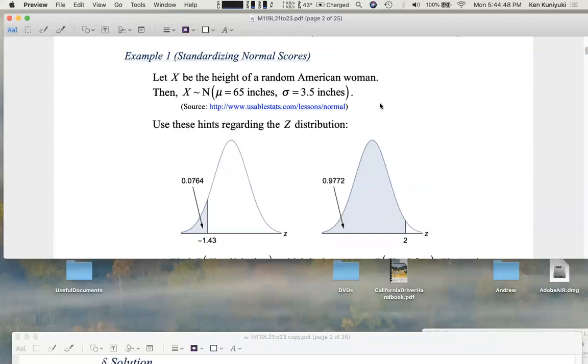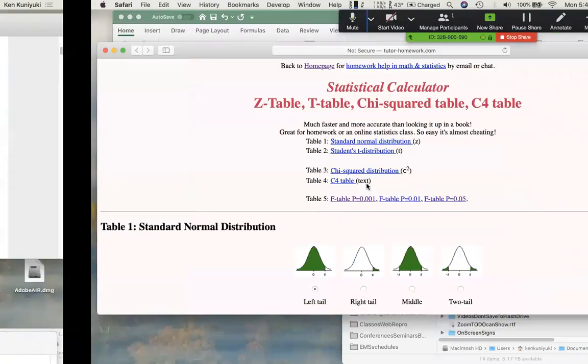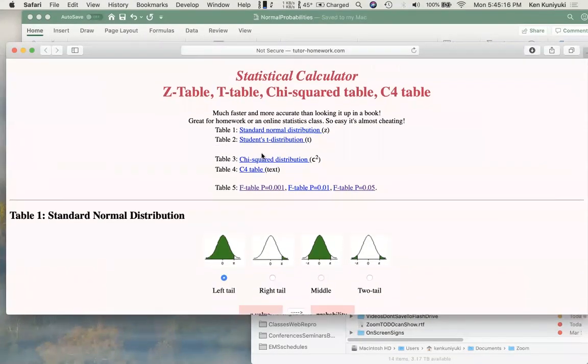Now, here are two key hints regarding the z distribution. This basically says that the probability that z is less than negative 1.43 is 0.0764, and the probability that z is less than 2 is 0.9772. Two key hints. And by the way, we can verify this with tutorhomework.com.